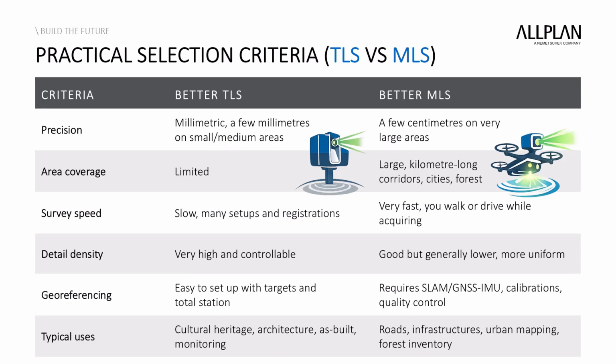So, to summarize, the common uses of a TLS solution are mainly related to monitoring the current state of buildings, whereas mobile solutions are undoubtedly best suited for vast areas and complex, extensive infrastructures such as roads, which are the primary focus of this specific type of surveying instrument.